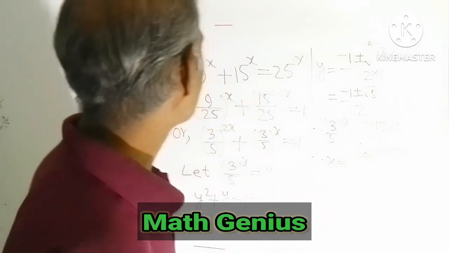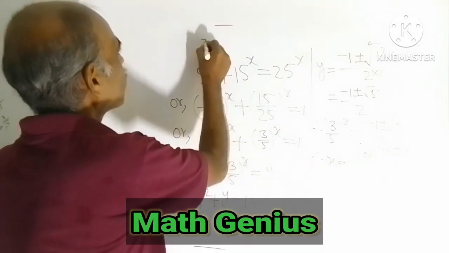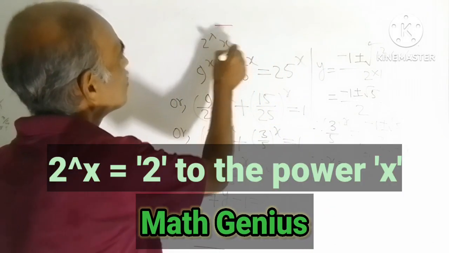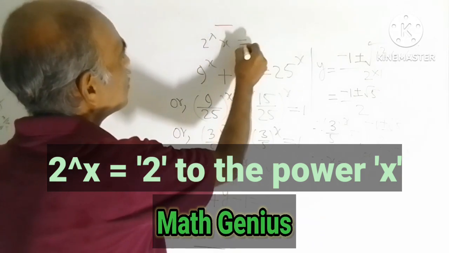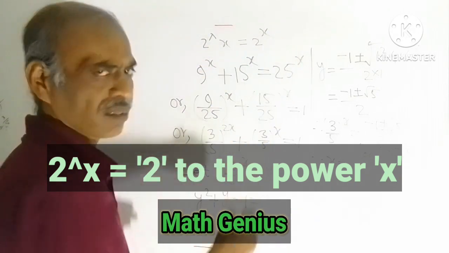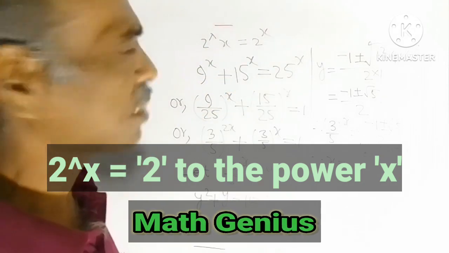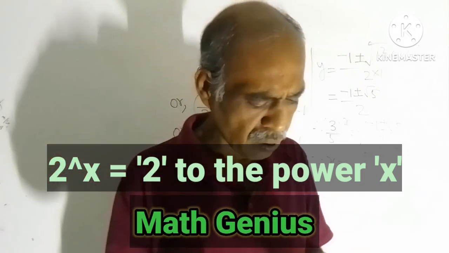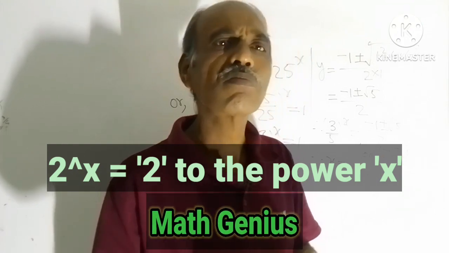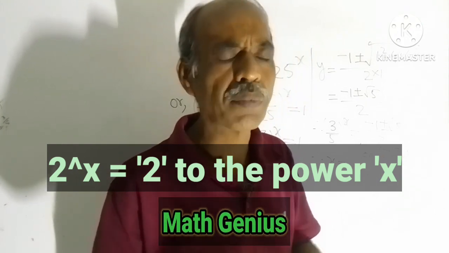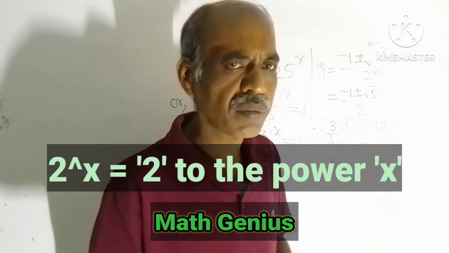So I'll use cap sign to denote exponential or power. Okay, that means if I write 2 cap x, so meaning of this is 2 to the power x, like that. 2 cap x is equal to 2 to the power x. Okay, I will use cap to denote exponential in the mathematical equations.